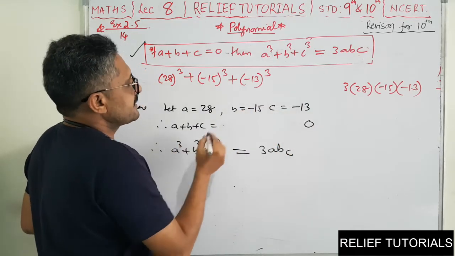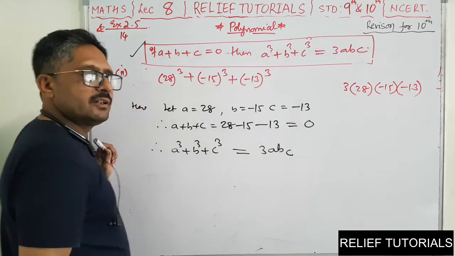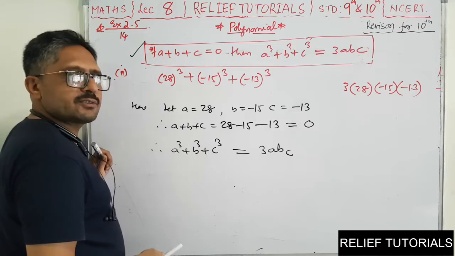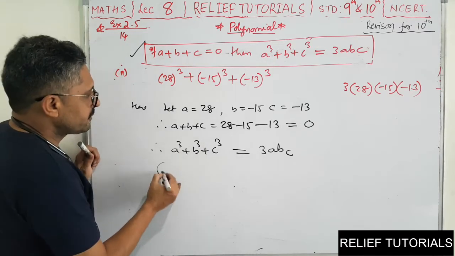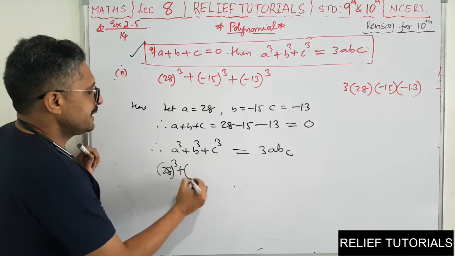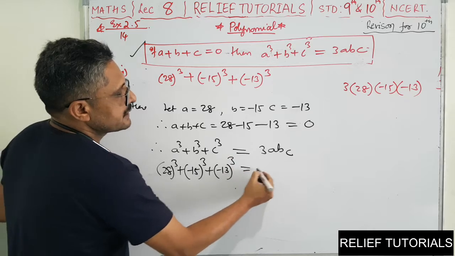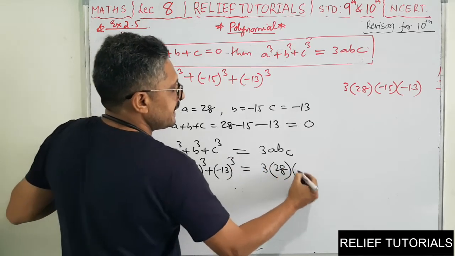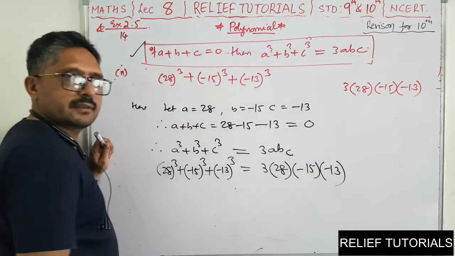Now a plus b plus c is equal to 28 minus 15 minus 13. So that is equal to 0. So here a plus b plus c is equal to 0. So therefore a cube plus b cube plus c cube is equal to 3abc. So a is 28 cube plus b cube, minus 15 cube, plus c cube, minus 13 cube is equal to 3 into 28 into minus 15 into minus 13.